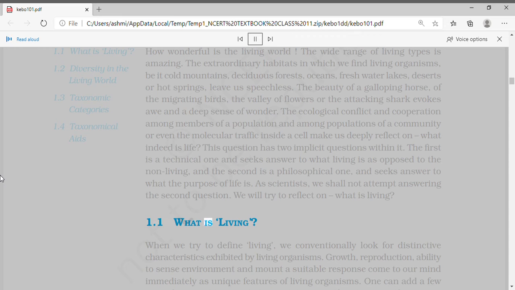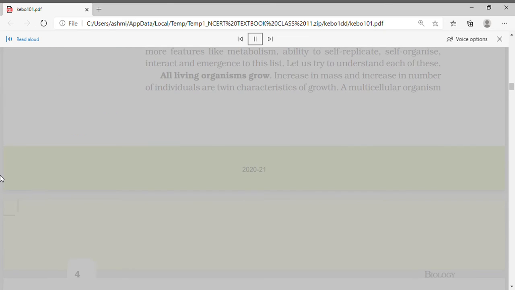1.1 What is living? When we try to define living, we conventionally look for distinctive characteristics exhibited by living organisms. Growth, reproduction, ability to sense environment and mount a suitable response come to our mind immediately as unique features of living organisms. One can add a few more features like metabolism, ability to self-replicate, self-organize, interact and emergence to this list. Let us try to understand each of these.